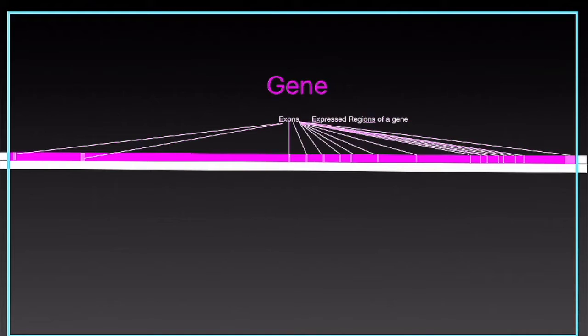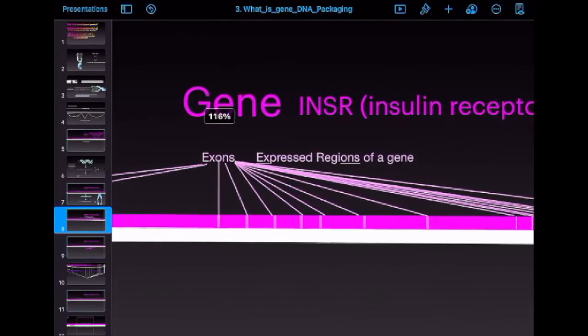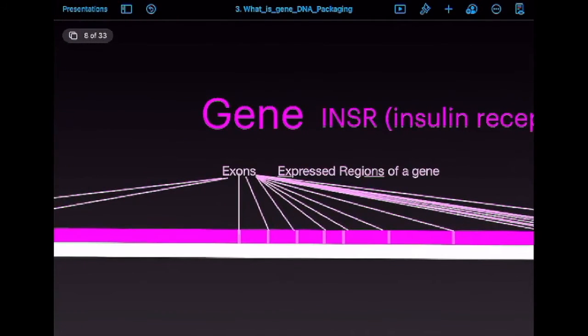these are exons. Exons are expressed regions of a gene. That's where the name comes from: the EX from expressed and the ONS from regions. Expressed regions. Cool? Another way that I remember this is that exons will exit the nucleus.